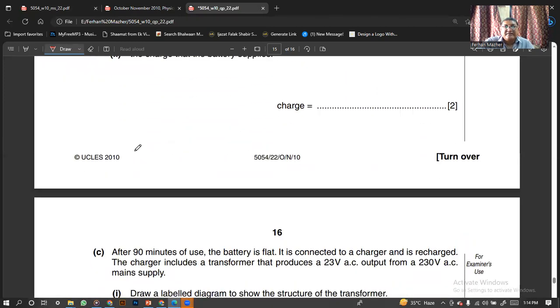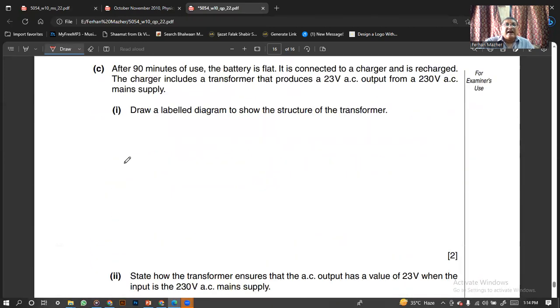Hope you understand. He says after 90 minutes of use, the battery is flat. It is connected to a charger and is recharged. The charger includes a transformer that produces a 23 volt AC output from a 230 volt AC main supply. Draw a labelled diagram to show the structure of this transformer. You see this transformer, its input voltage is 230 volt and its output voltage is only 23 volt. So it's a step down transformer.